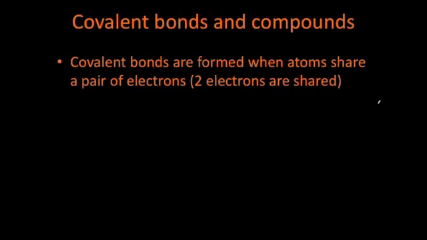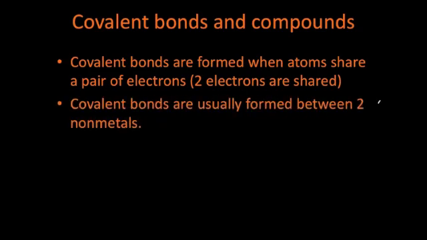Covalent bonds are formed when atoms share a pair of electrons. So two electrons are shared between two atoms. So basically what happens many times is the electrons spin around both atoms. All right? And they're sharing them so that they form a balanced compound. Covalent bonds are usually formed between two nonmetals. Like we said before, H2O. Okay? Water is formed by a covalent bond. It's actually a polar covalent bond. We'll get into that when we discuss covalent bonds in more depth.